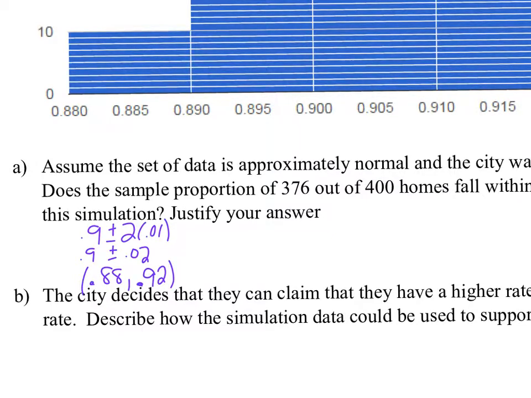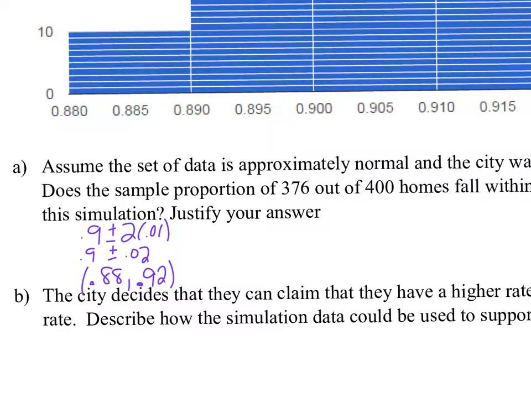So again, if we were going into homes and sampling 100 homes, if the true rate of smoke detectors in the house is 90%, we would expect to see anything from 88 all the way up to 92. Anything that's less than that, we would have to say, hey, wait a minute, it looks like your numbers have gone down. Anything higher than 92%, we can say to them, it looks like your numbers are actually higher. So the question is saying, does the sample proportion of 376 out of 400 fall within the margin of error of the simulation? So we have to figure that out.